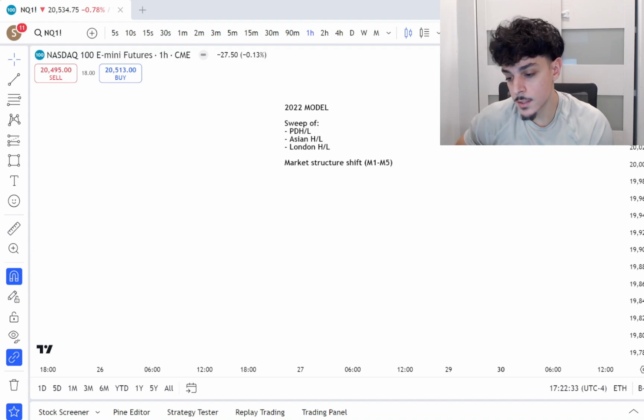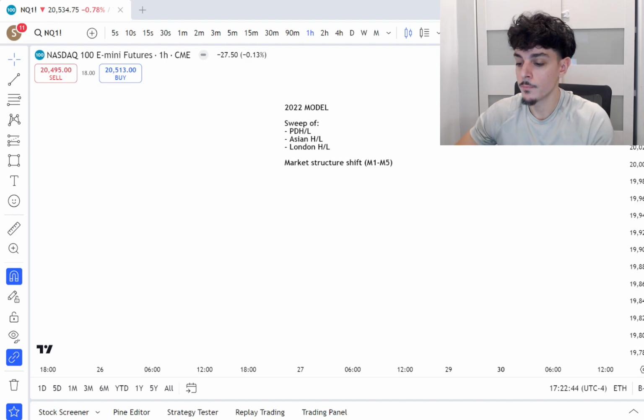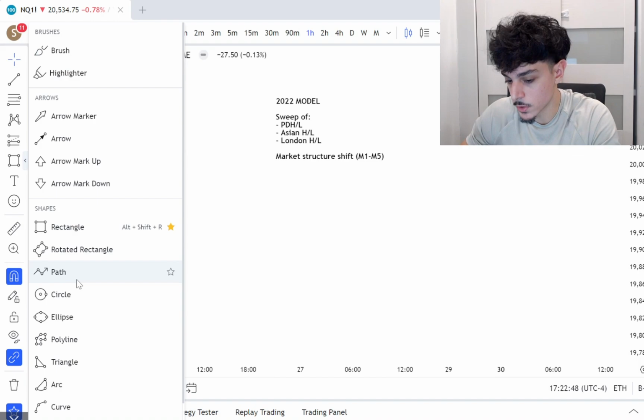So it's pretty easy. I'm looking for liquidity pools as the previous daily highs and lows, the Asian highs and lows, the London highs and lows, and then I look for a market structure shift on the M1 or the M5. Okay, so first off, what is a market structure shift?